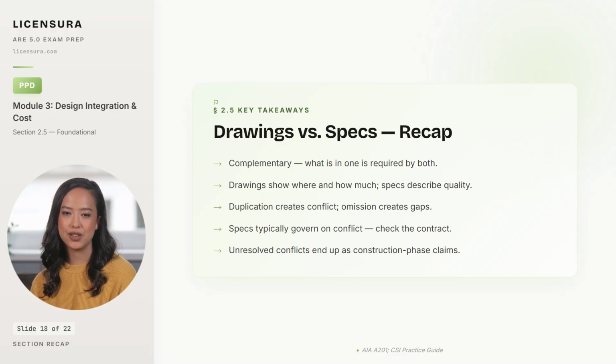Specs typically govern on direct conflict, though the controlling rule depends on the specific contract. Check the contract language before answering a conflict question on the exam. And the consequence? Unresolved drawing-spec conflicts end up as construction phase claims, and the architect whose documents created the conflict carries the liability when the claim is litigated.